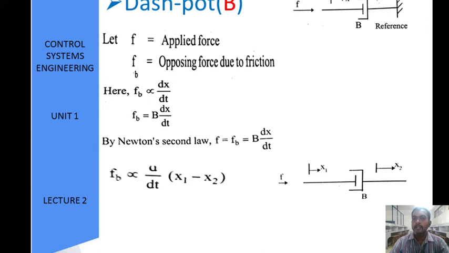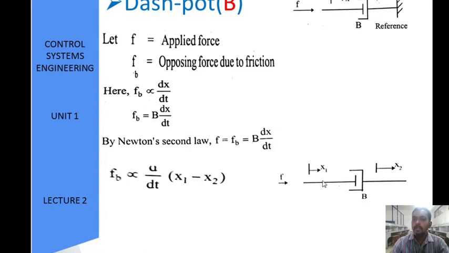See here, we have applied a force F with some displacement x. Here is the dashpot; sometimes we may have two dashpots also. The applied force is F and the displacement is x, and B is the dashpot. So FB is the opposing force due to friction. Hence FB is directly proportional to dx by dt, and FB is equal to B into dx by dt. By Newton's second law, F is equal to FB is equal to B into dx by dt.